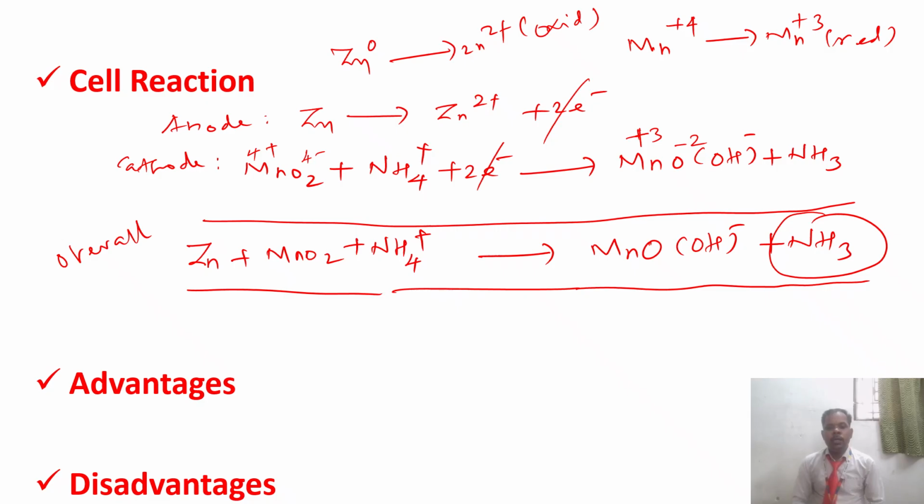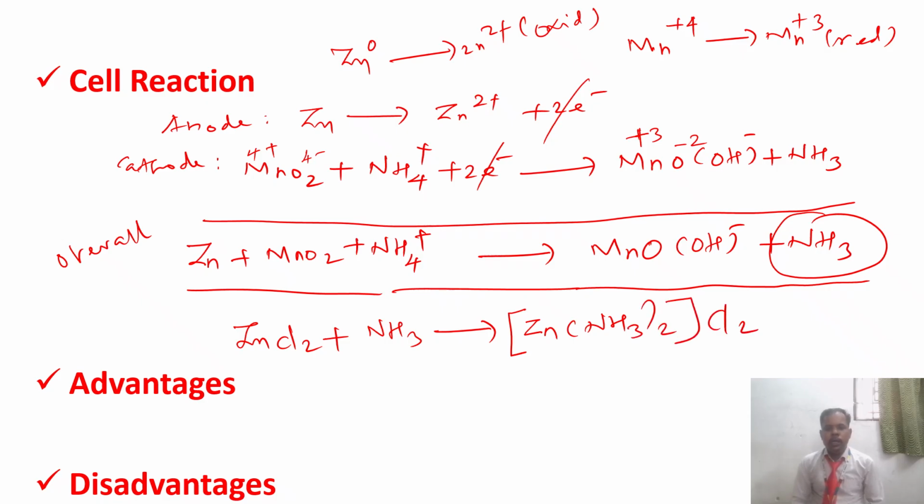So zinc chloride is already present in the electrolyte itself, and that zinc chloride reacts with the liberated ammonia gas. What will happen? It forms a stable complex, a zinc chloroamine complex. Due to the formation of this complex, the disturbance to the current flow is prevented. So this is prevented by the reaction of ammonia with the zinc 2 plus ion from zinc chloride. So it forms a stable complex and the ammonia does not block the electricity flow.